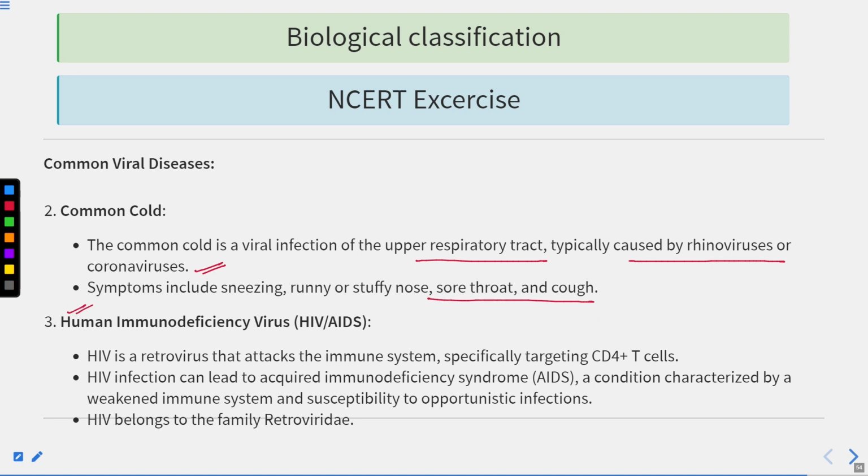The last one is the human immunodeficiency virus, which, as you all know, causes acquired immunodeficiency syndrome. HIV is a retrovirus that attacks the immune system, specifically targeting CD4 T cells. HIV infection can lead to AIDS, a condition characterized by a weakened immune system and susceptibility to opportunistic infections. It belongs to the family Retroviridae.